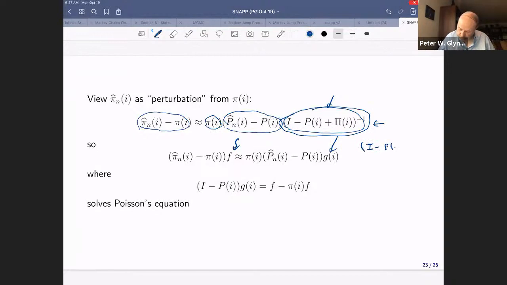for the reward function f, or more particularly for its centered reward function. And so now you see on this slide, Poisson's equation arising in two fundamental ways. First of all, the measure valued version of Poisson's equation, and secondly, the function valued version of Poisson's equation. So both of them are arising in this analysis.